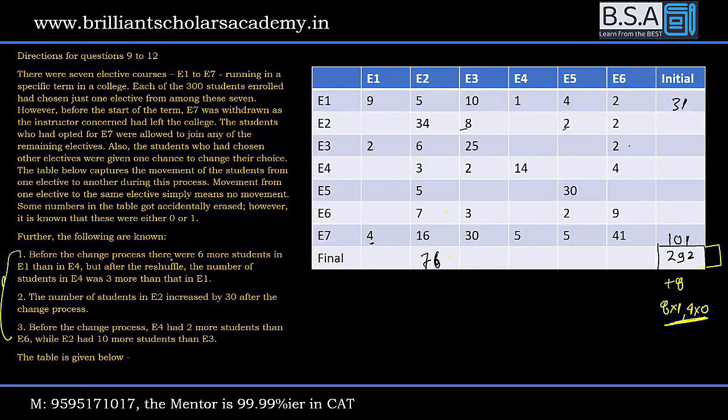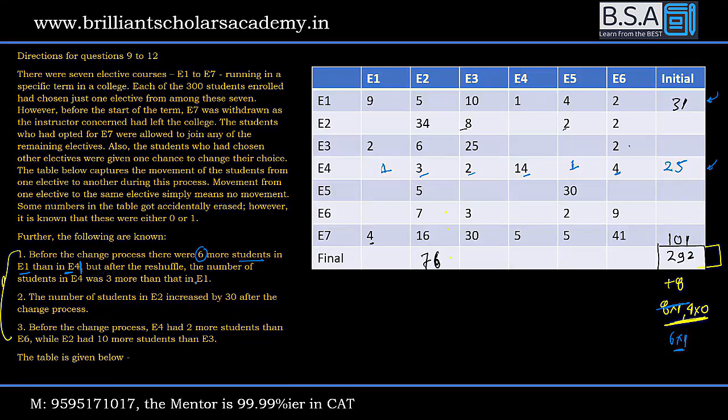Before the change process, there were 6 more students in E1 than E4. Wait, in E1, there are 6 more people than E4. This must be 25. Check now: 3 plus 2, 5. 5 plus 4, 19 plus 4, 23. That is 23. I need 2 more numbers, so that is 1 and 1. So 2 ones are gone, 6 are left. I need to work with 6 ones.